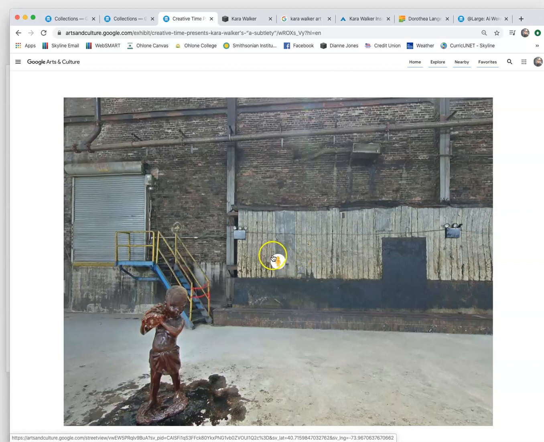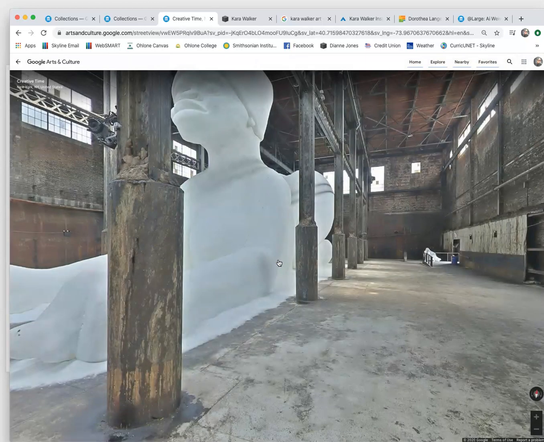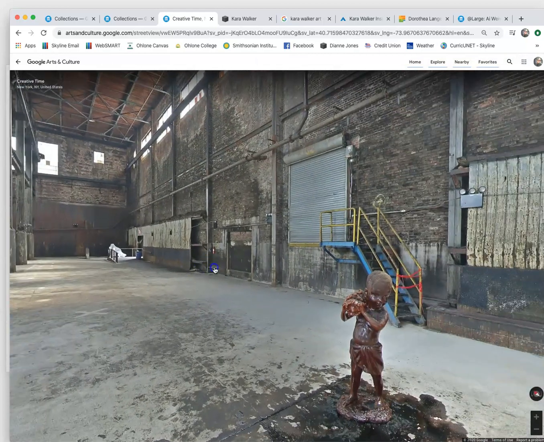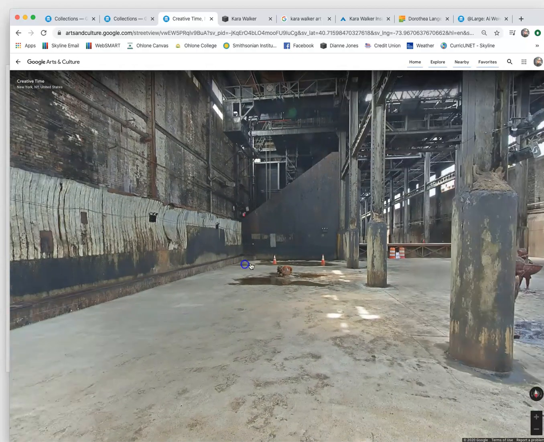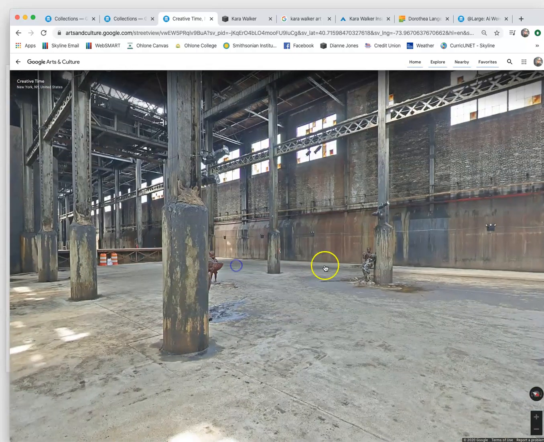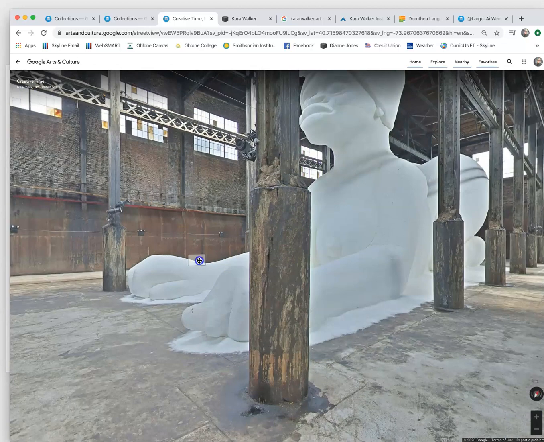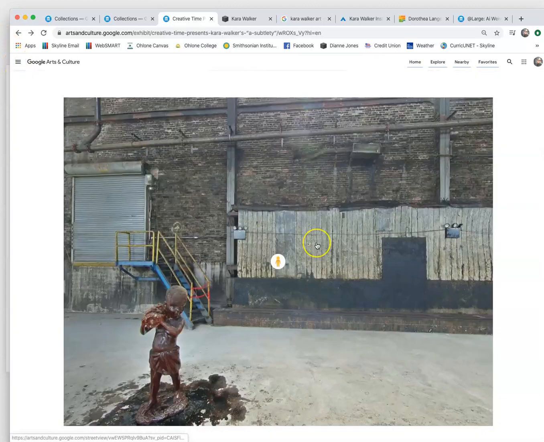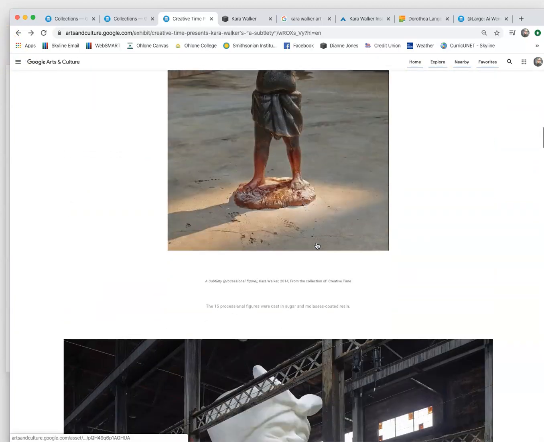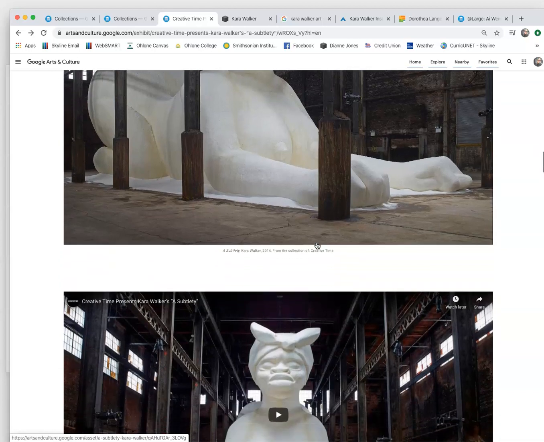When you see an image that has a little person in the middle of it, if you click on that, then you can have a virtual experience, getting a sense of what the space looked like, how she used the space, how her artwork was displayed in the space, and it gives you a little bit of the physicality of what that would have been like if you were looking at the show. And then you can see details of the work.